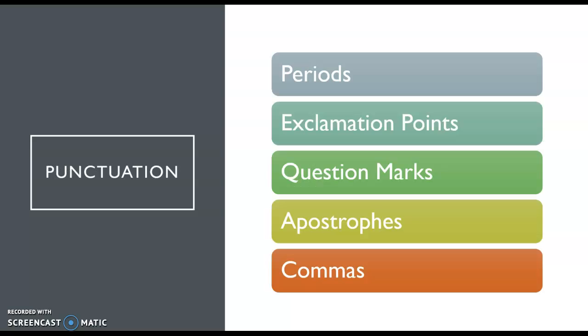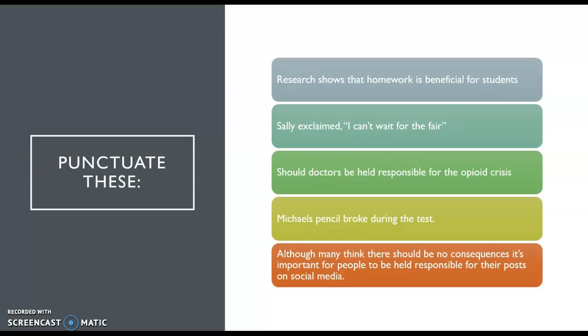Let's talk about punctuation. Again, this is a review for you since elementary school, but the most common kinds of punctuation that I should be seeing in your writing are periods, exclamation points, question marks, apostrophes, and commas. Here you can see some sentences that are missing some key punctuation. I want you to take a second and look over these and consider what kind of punctuation might be missing.